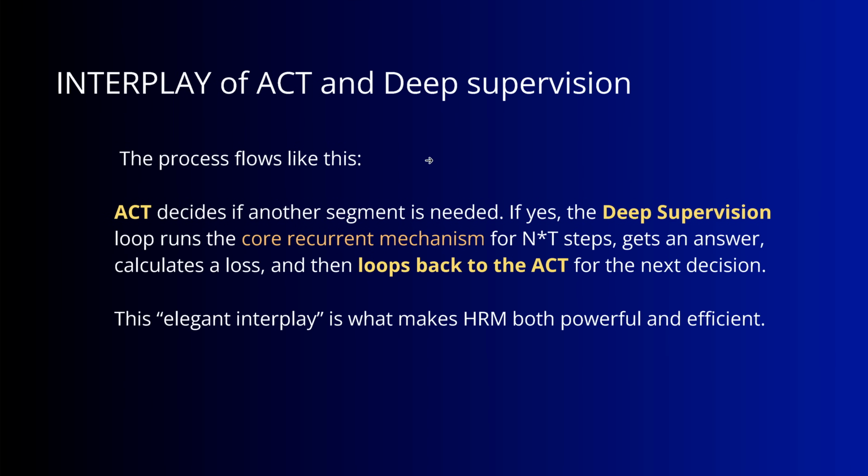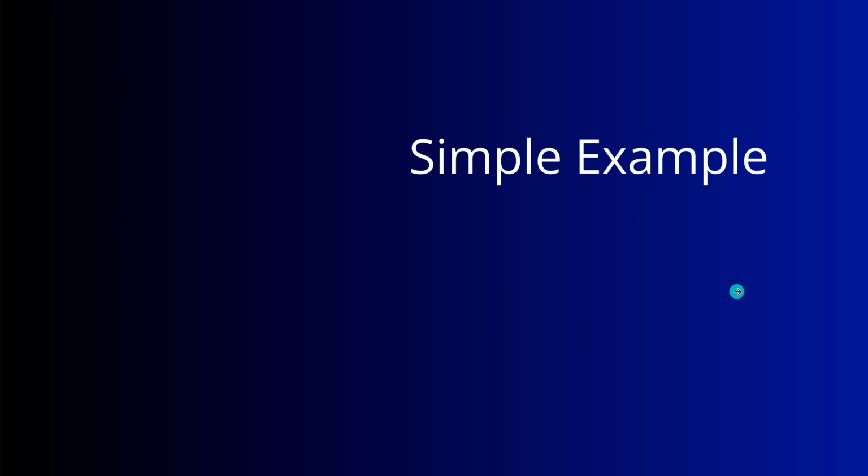So the complete flow of the process is as follows. ACT decides if another segment is needed. If yes, the deep supervision loop runs the core recurrent mechanism for n times T steps. It gets an answer, calculates a loss, and loops back to the ACT for the next decision. So we have an elegant interplay, and this is what makes this new model quite powerful and efficient if you compare it to the traditional example.